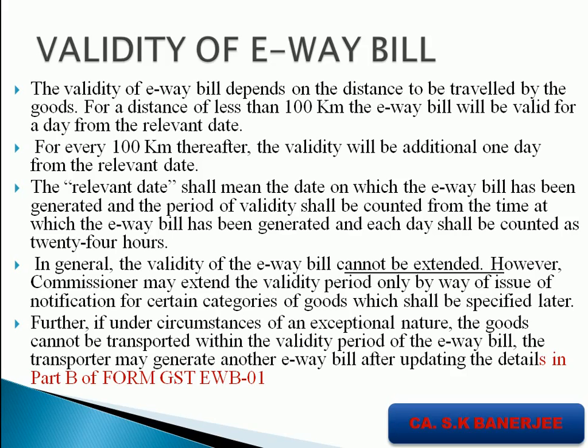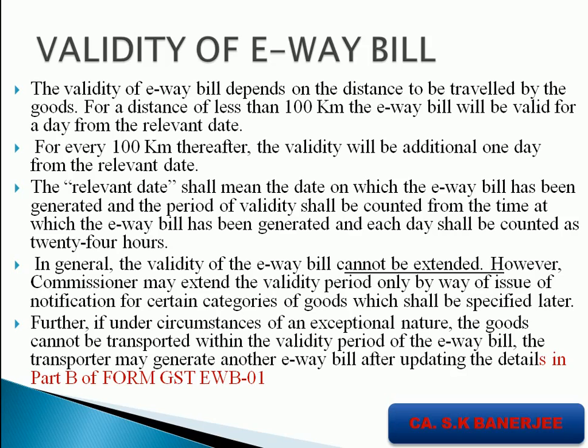Now what is the relevant date? Relevant date will mean the date on which the e-way bill has been generated, and the period of validity shall be counted from the time at which the e-way bill has been generated, and each day shall be counted as 24 hours. So suppose you generate an e-way bill at 2 p.m. today, it will be valid till 2 p.m. on the next date. So the period of validity will be counted from the time at which the e-way bill has been generated. From 2 p.m. today to 2 p.m. tomorrow will be considered as 1 day, and so on.